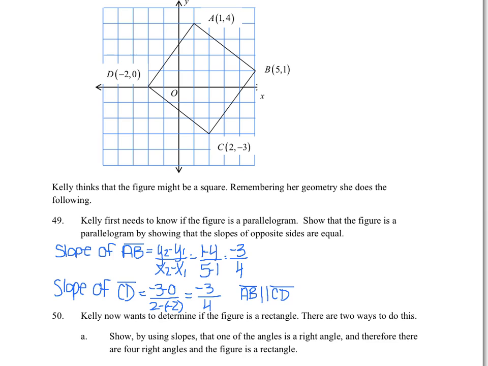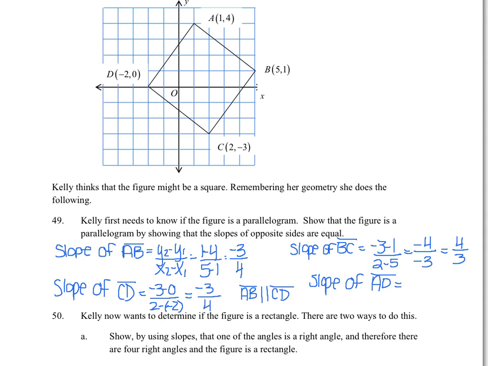Now we have to look at the other set of opposite sides. We've got the slope of BC, which is going to be y2 minus y1 over x2 minus x1. So I'm going to do negative 3 minus 1 over 2 minus 5. Negative 3 minus 1 is negative 4. 2 minus 5 is negative 3. This simplifies to 4/3. The slope of its opposite side, which is DA or AD, is y2 minus y1 over x2 minus x1. So 0 minus 4 over negative 2 minus 1. 0 minus 4 is negative 4. Negative 2 minus 1 is negative 3. And this simplifies to 4/3. Therefore, we can also see that BC is parallel to AD. And we've shown that this is a parallelogram.